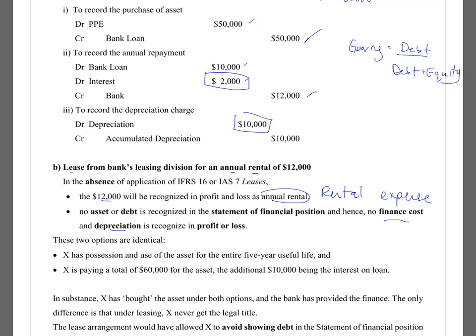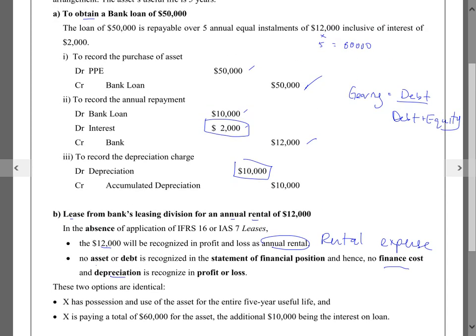So we call this off balance sheet financing. By applying substance over form, this is actually a loan taken from the bank to purchase the asset. So we should recognize the asset and the debt. If you enter into this arrangement, we should recognize it similar to this because of the same characteristics. The asset we're going to use over 5 years.